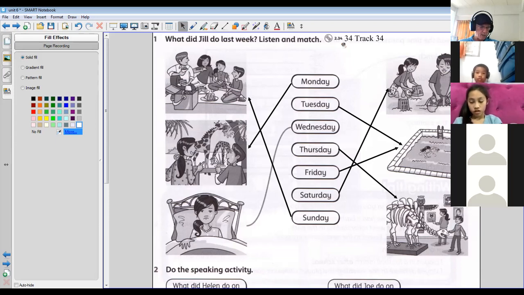It's okay. What did Jill do on Sunday? Poofy. Who was that? Poofy, number? Sorry, 33. Okay, Poofy. She go to the park with her family. She went to the park. Not go, past tense, but that's good.